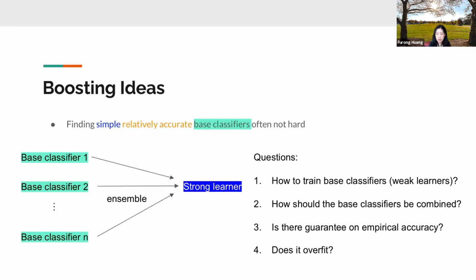So now the question is, how do you train these base classifiers? As I've already spoiler alerted, you cannot just trivially train them. It requires a little bit more care than that. Also, how do you combine the classifiers? How do you do the ensemble? Now, is there a guarantee on empirical accuracy, right? Or does it overfit? So we're going to answer all 3 questions in the next few slides.